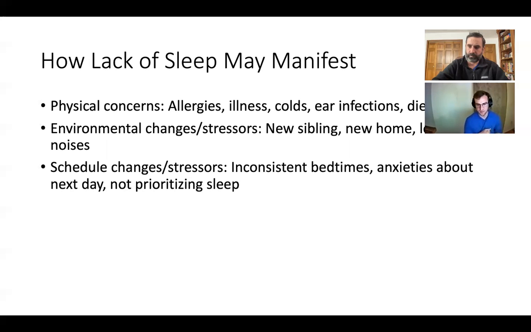Inconsistent bedtimes are a big problem that a lot of families face, and consistency is one of the best things that can be done to help improve a child's sleep hygiene. Then there are anxieties about what could be occurring the next day, whether there's a test coming up or a peer at school that they want to avoid or have problems with. And then also just not prioritizing sleep, if there are other things that are more important to them, such as playing video games, watching TV, hanging out with the family, anything else that might be more motivating for them to avoid sleep.